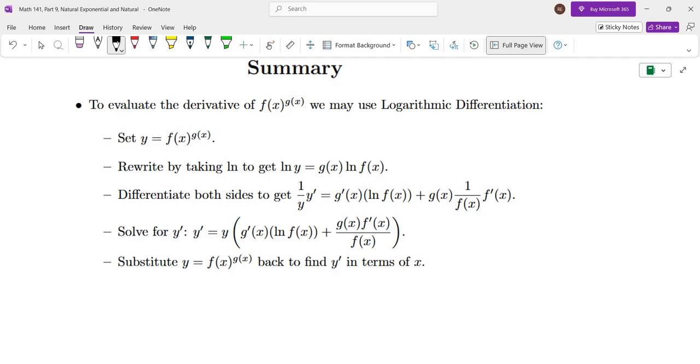You use the chain rule to get 1 over y times y prime. You use the product rule to get g prime of x, natural log of f of x, plus g of x, and then the chain rule gives you 1 over f of x, f prime of x. And then you multiply by y, and then you substitute f of x to the power of g of x back into y.